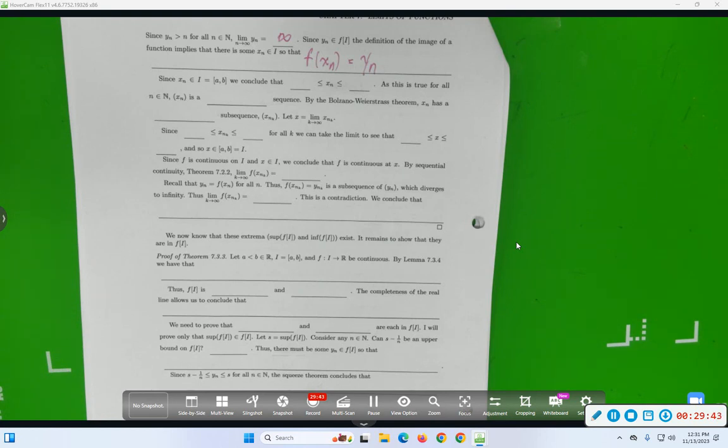Let's muck around with the sequence xn that we've got, though. That sequence xn is always between a and b. So what word would you use to describe this sequence xn? Bounded. Do we know anything about bounded sequences?